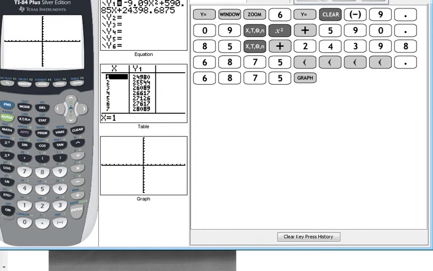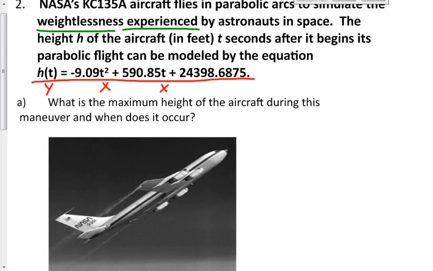And as you can see, once again, our window is not set up correctly, and hopefully that makes sense to you. Right now, our y-axis goes up 10 feet. How high do you think this aircraft goes? It goes up quite a few feet, right? And as you can see from our problem, the height of the aircraft is in feet. So if you guys know anything about, kind of using common sense, how high do you think an aircraft goes?